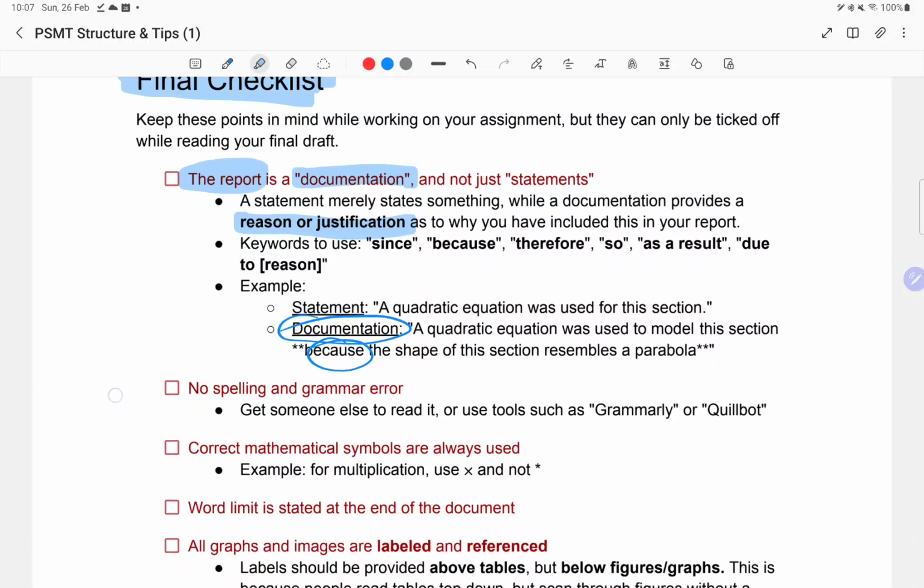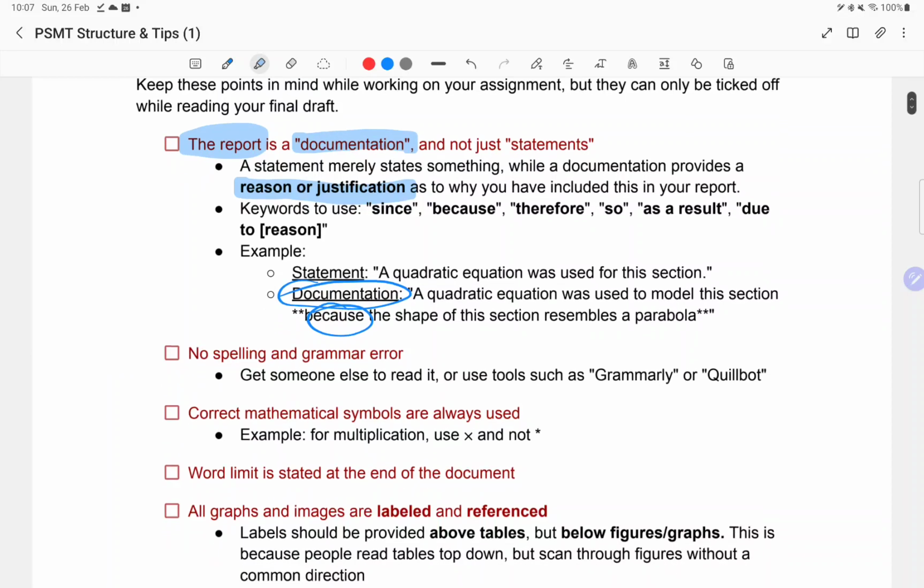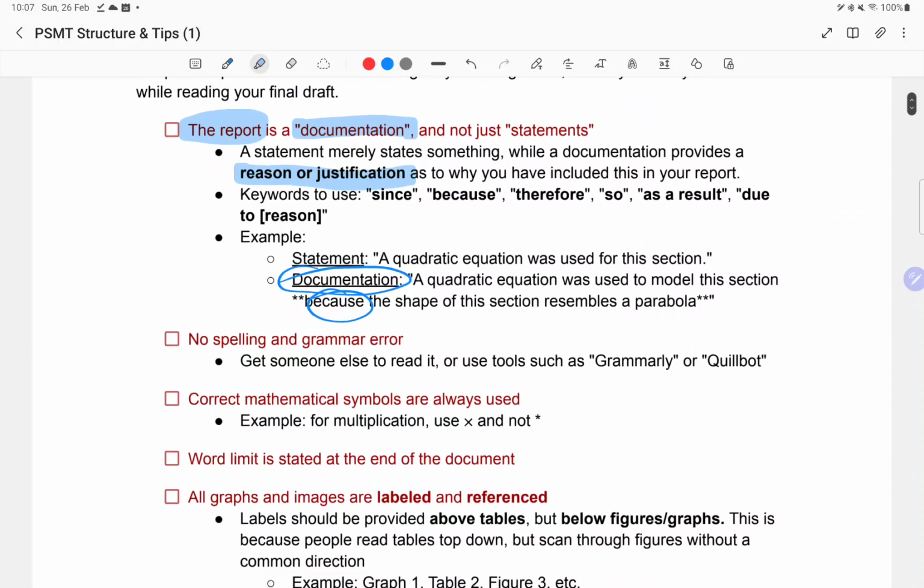For now, let's just focus on these main things that you have to keep in mind first, and then I'll get through the main content later.